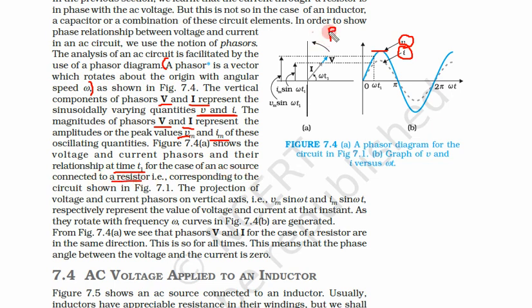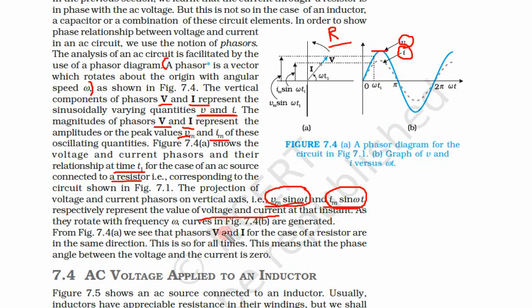So this is a phasor diagram for a resistor, corresponding to figure 7.1. We have already discussed that figure. The projection of voltage and current phasors on the vertical axis, that means Vm sine omega t and Im sine omega t respectively, represent the voltage and current. So again, the sine component of maximum current and maximum voltage gives the current and voltage at any fixed time. With this we are generating this wave.